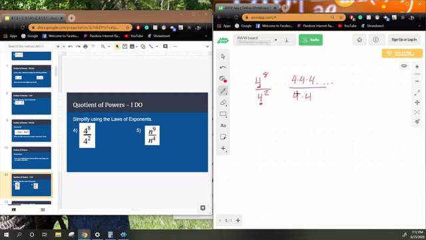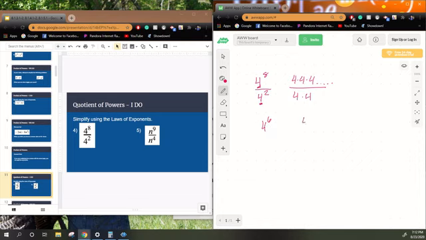Now I can cross cancel these, but then I have all these 4's left over on the top, which is why we can just subtract these to get 4 to the 6th power. That would be how I simplify using my laws of exponents. And then you can even work out 4 to the 6th power with your calculator.